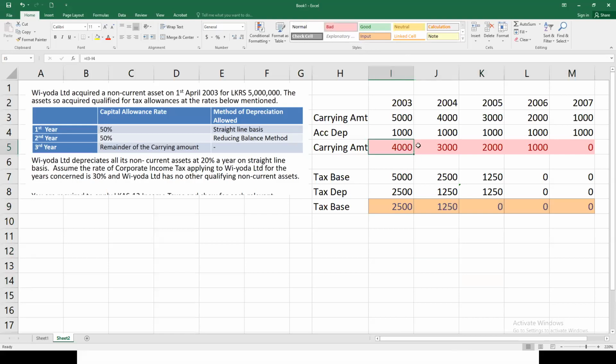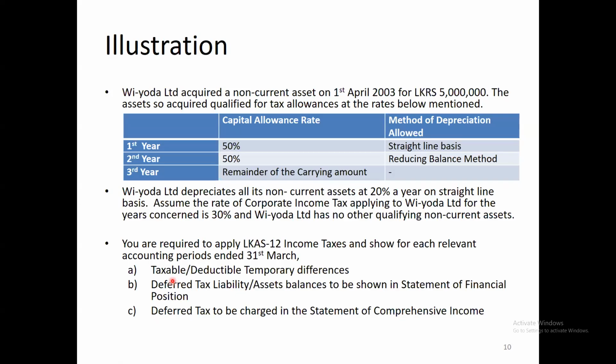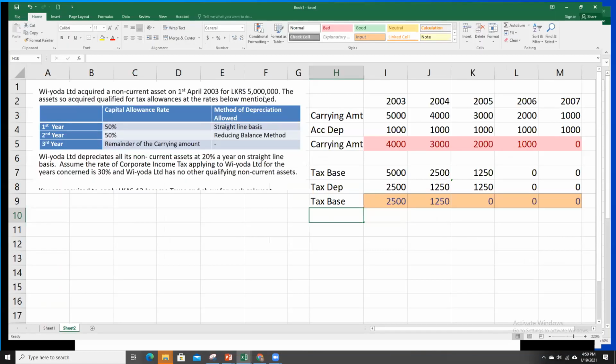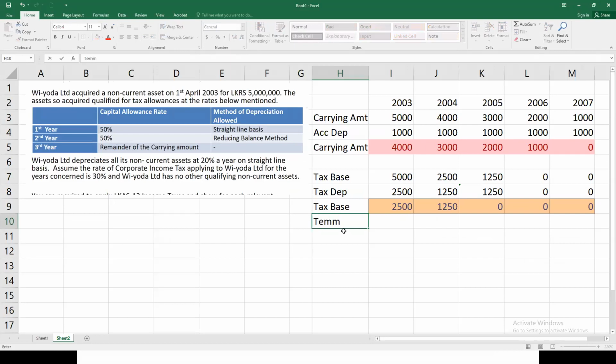So this is the carrying amount throughout the period, and this is the tax base. Now the first question is to find the taxable or deductible temporary differences. Temporary difference equals carrying amount minus tax base. That's how much? 1,500. The second year, third year, like that. The second year difference is 1,750. Tax base 2,000, 0, 2,000, 1,000, 0. That is the answer for question part A.